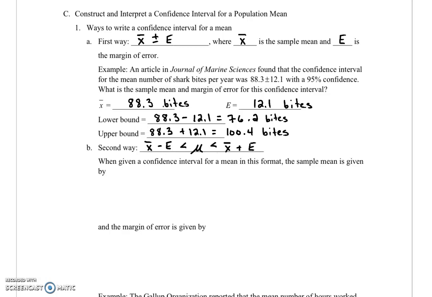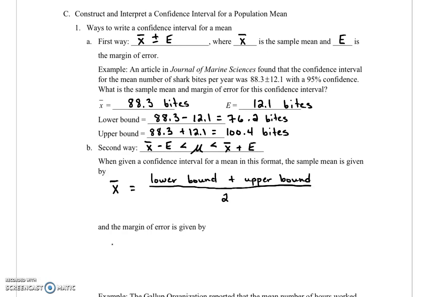So if they give us just the endpoints, like for the second way, how do we find what the sample mean is? Well, just like finding the sample proportion when we only have the upper and lower bounds of the endpoint, we take the lower bound, add the upper bound, and divide the result by 2.